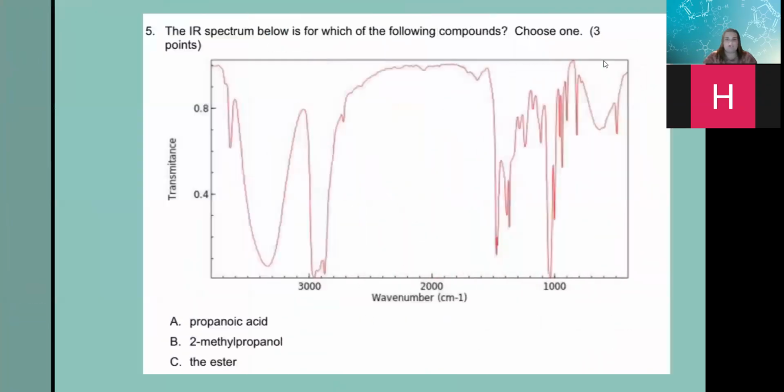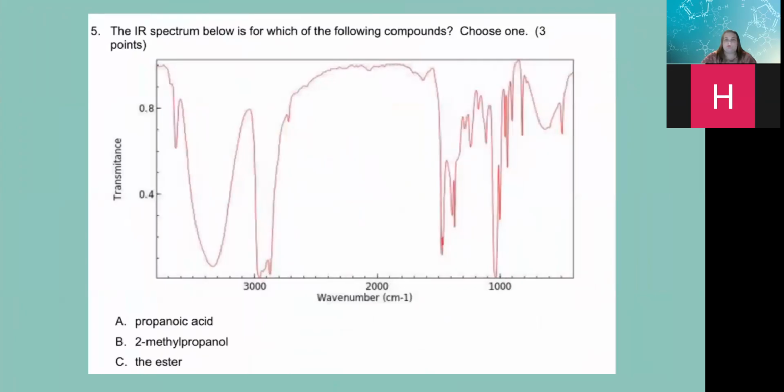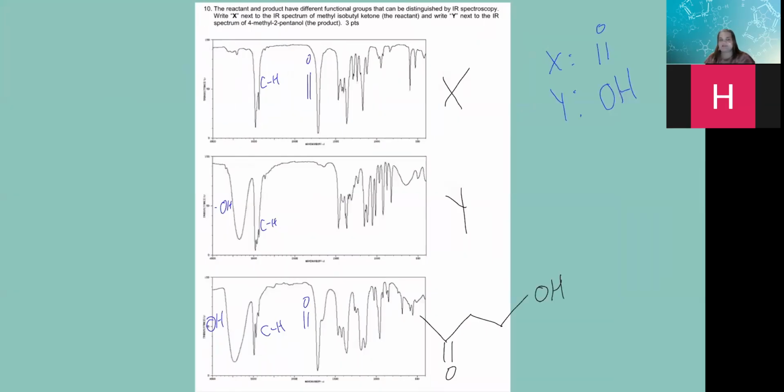Alrighty, let's try another. Which of the following compounds is this one? Let me pull it up. There we go. So the last one, we just had to identify X and Y. X was the first one where you just had the carbonyl, and Y was the second one where we just had the alcohol. It just told us what the structures were, and we just had to match up the structures with their respective IRs.